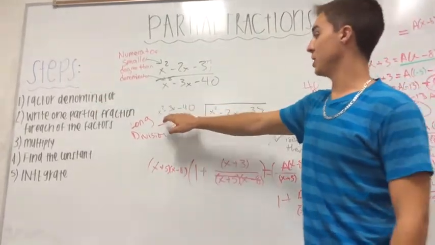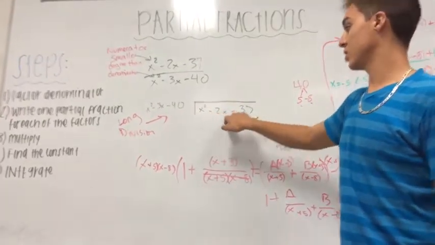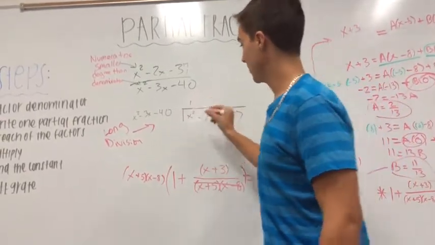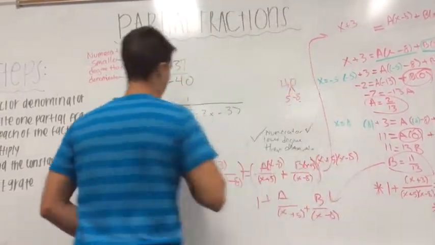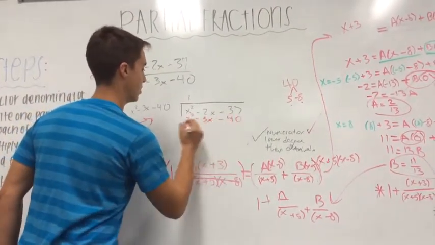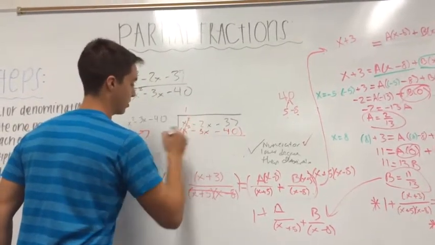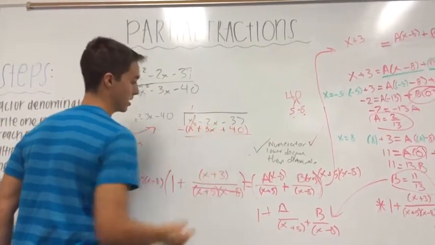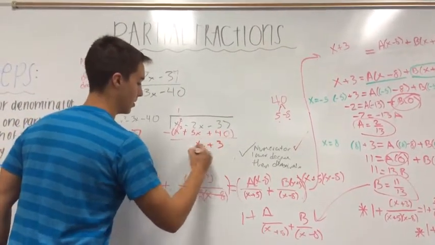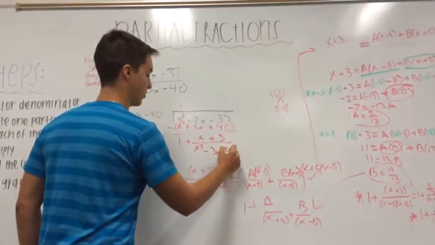So the long division would be x² − 3x − 40 divided into x² − 2x − 37. x² goes into x² one time, so it'll give us x², and then −3x − 40. We have to subtract these, so the x² and x² cancel. This sign changes to a plus, this sign changes to a plus. What we're left with is (x + 3) over (x² − 3x − 40).